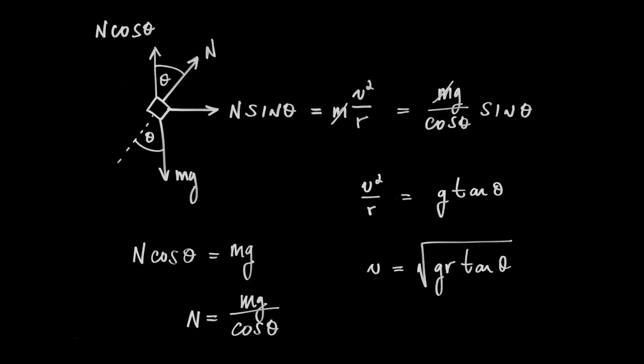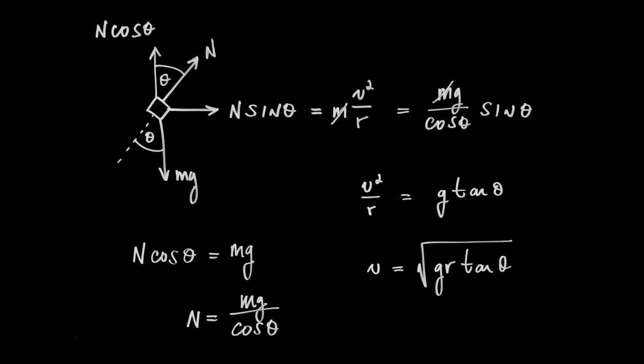Looking at my free body diagram and realizing that there's no vertical acceleration, I can tell that N times the cosine of theta is equal to mg, the weight directed downward. And as such, the normal force is equal to mg divided by the cosine of theta. Again, my solution is proceeding exactly as it did for the conical pendulum, with just a little bit of change in notation.